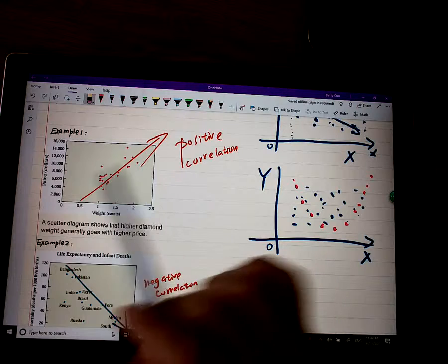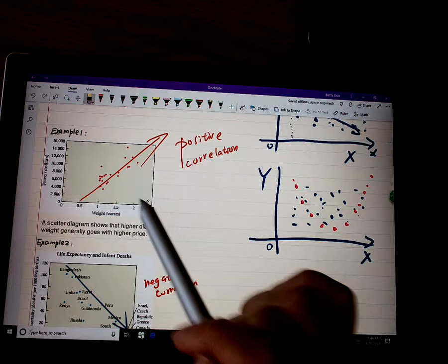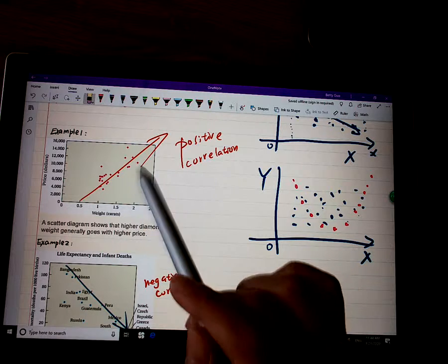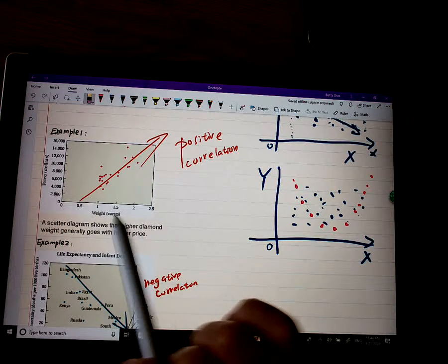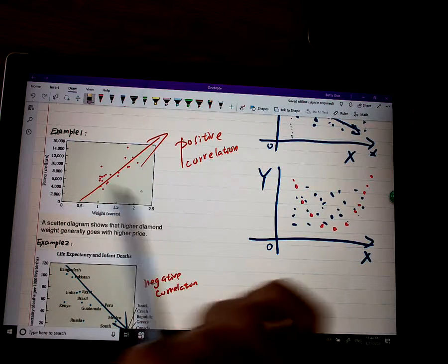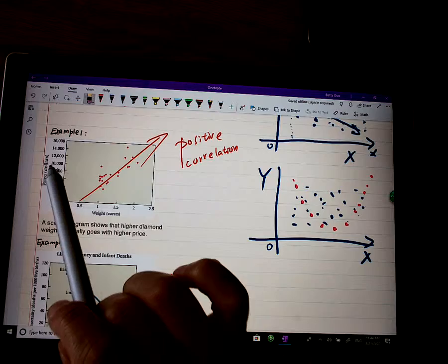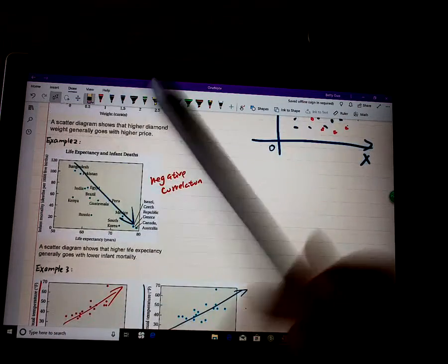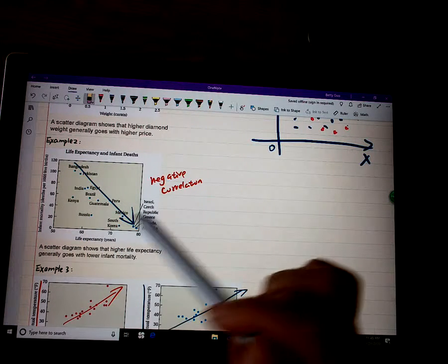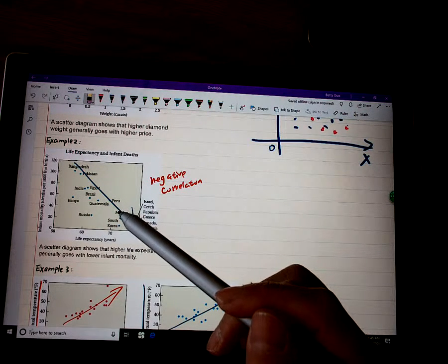What do you think about this? One variable causes the other, or both variables are caused by the same underlying cause? I would say one variable causes the other, because the bigger the diamond, the more expensive the diamond. So the size of the diamond causes the price. The bigger size of the diamond causes the higher price of the diamond. Example 2. How do you explain that? Coincidence? One causes the other, or they are both caused by the same underlying variable? You can pause and think.